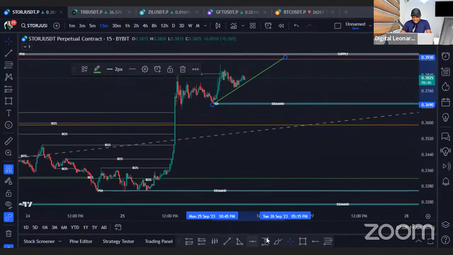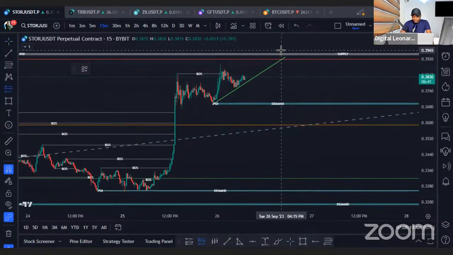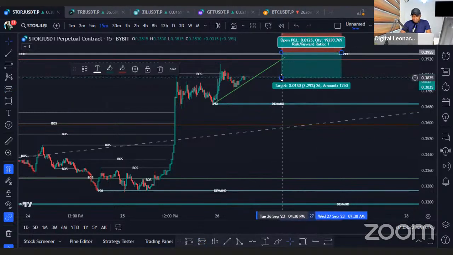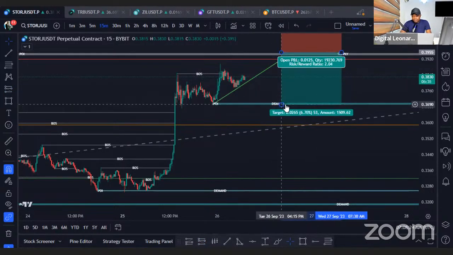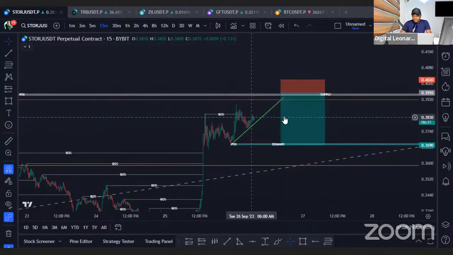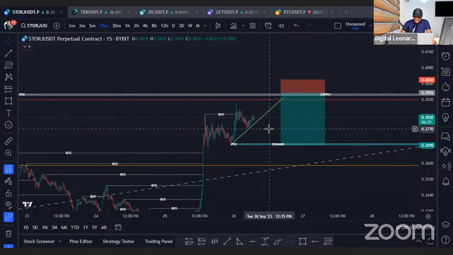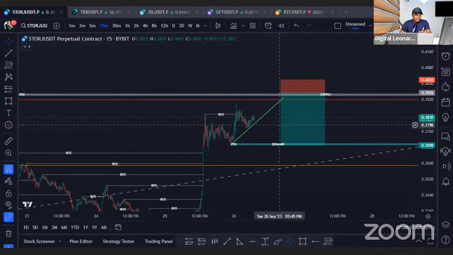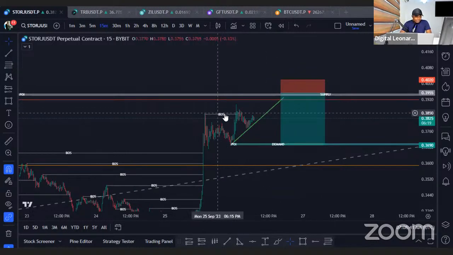So anything at the 39, 40 cent level should be a good zone to enter a short trade for this particular token. Anything at the 39, 40 cent level will be a good area to take a short trade for the Storch trade. So that's what I'll be looking at. It has not played out yet, so I'll pay attention to this and trade it accordingly, guys. That's what I personally will be looking at for this particular token.